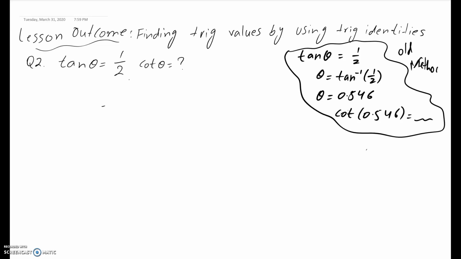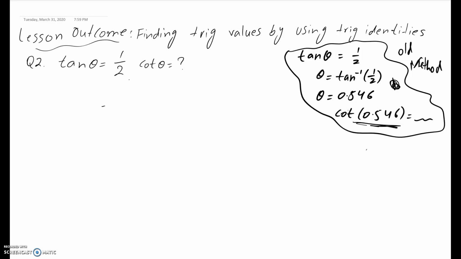What is our outcome? Our lesson outcome is finding trig values. Look, we found the trig values right here, but by using trigonometric identities. In this part we did not use any trigonometric identity. So let me show you how we are going to apply trigonometric identities to find our trigonometric values.